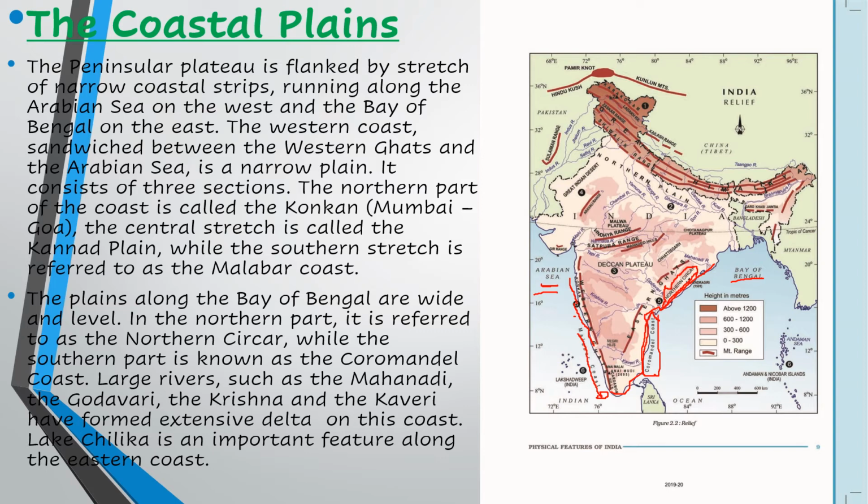Large rivers such as Mahanadi, Godavari, Krishna, and Kaveri have formed extensive deltas on this coast. Lake Chilka is an important feature along the eastern coast. So I hope you understood, children, the formation of coastal plains along with their structures. Let us slide ahead.